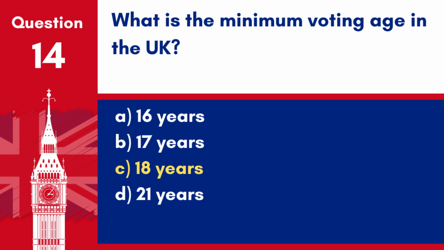Answer: C. 18 years. The minimum legal age to vote in general elections in the UK is 18.